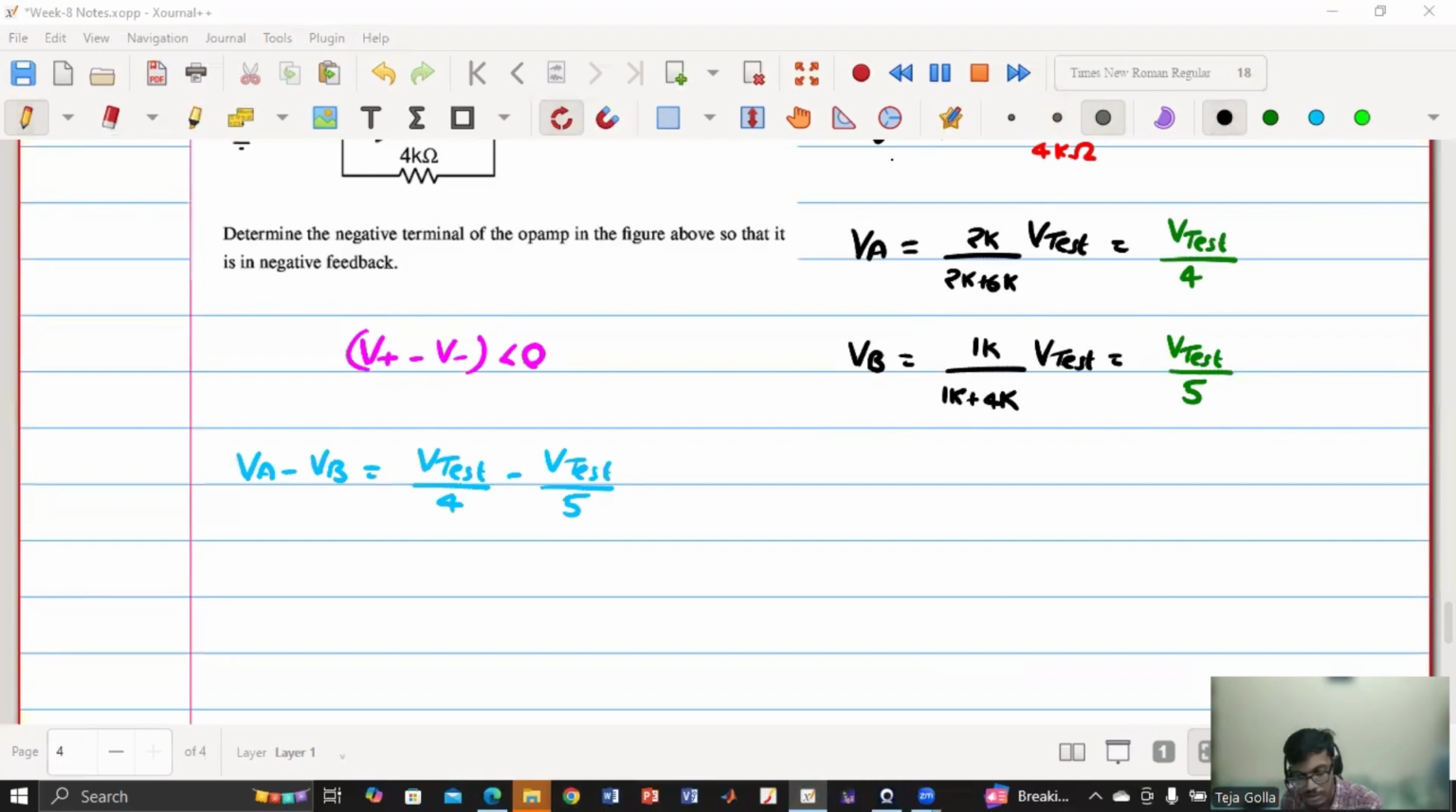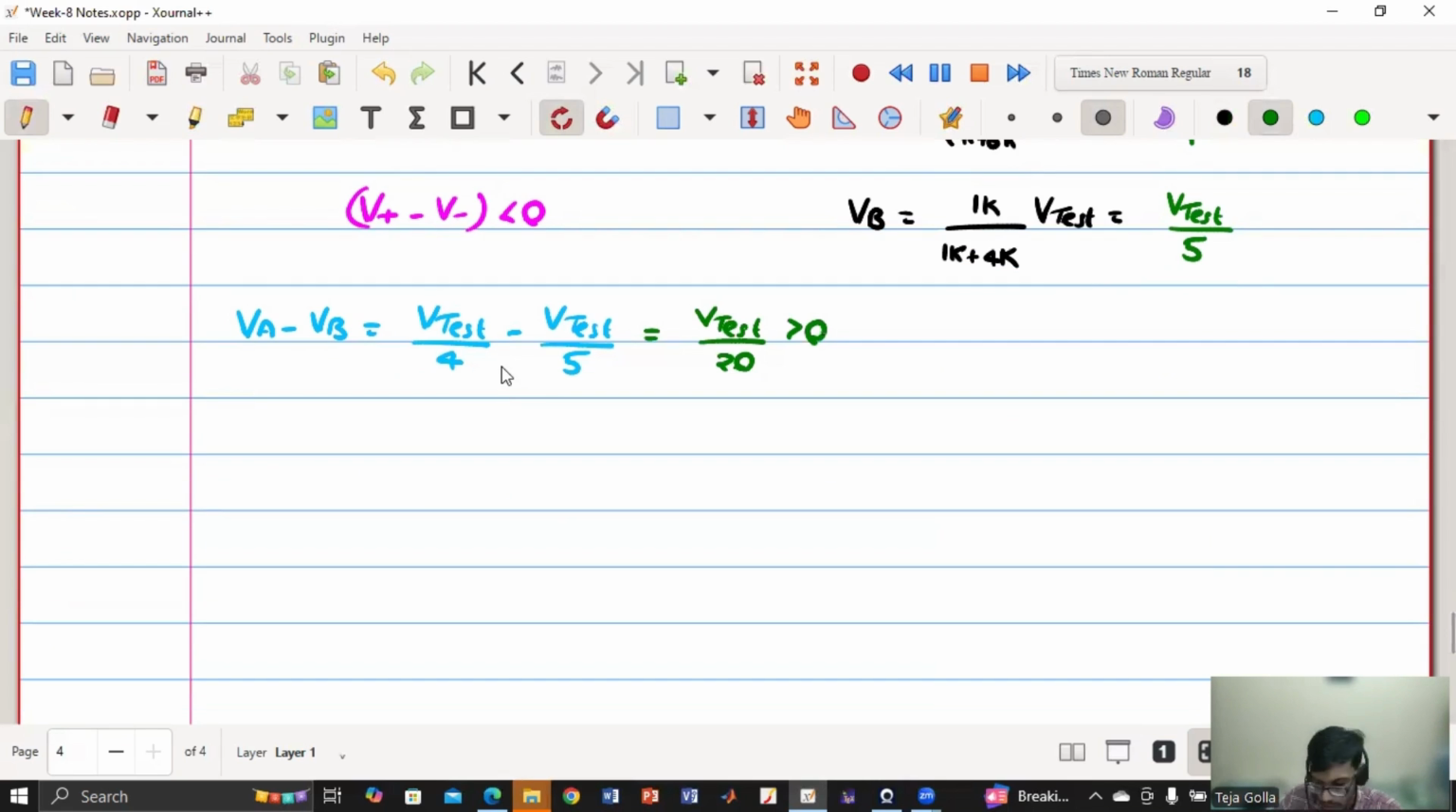Now VA minus VB is what? Can someone calculate and tell me what is VA minus VB? It's positive, so V test by 20, it is greater than 0. So now I have to map, right? I'll consider VA minus VB is positive, but I need something which is negative. So I'll transform it into VB minus VA is negative.